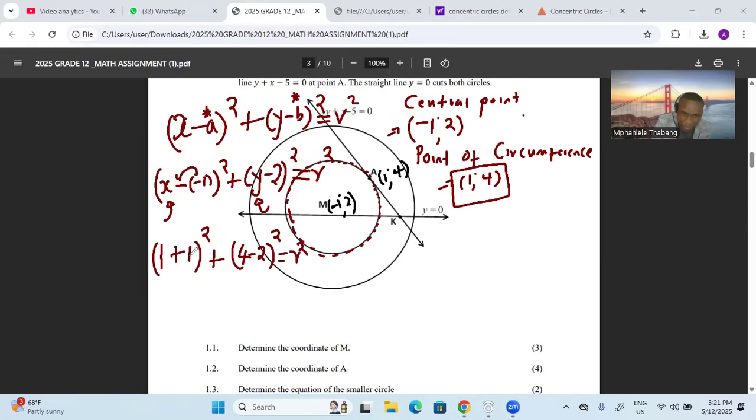So I have 1 plus 1 is 2. I have 2 squared, which is 4. 4 minus 2 is 2, which is 2 squared, it's 4, equals to r squared. So 8 equals to r squared.